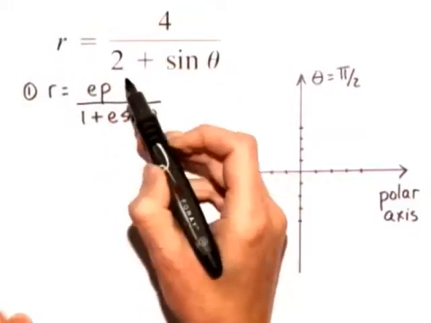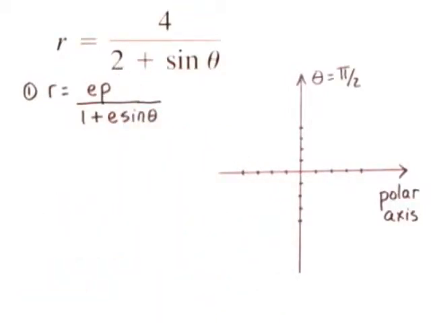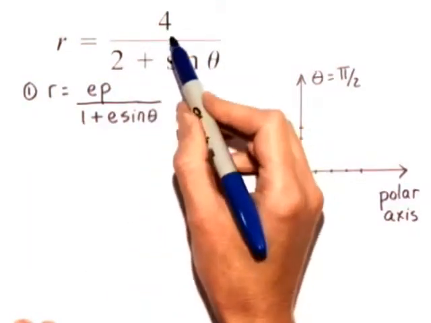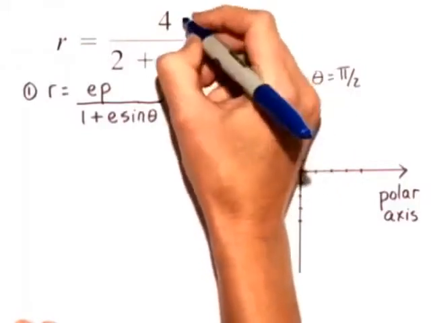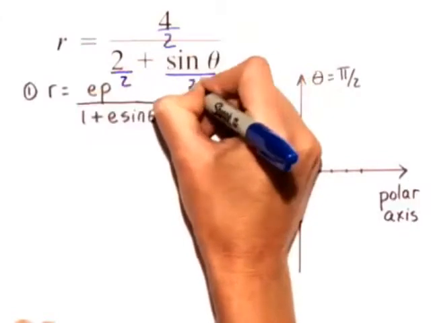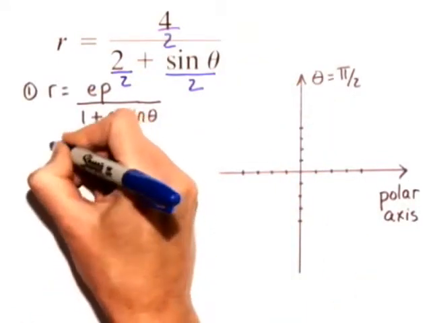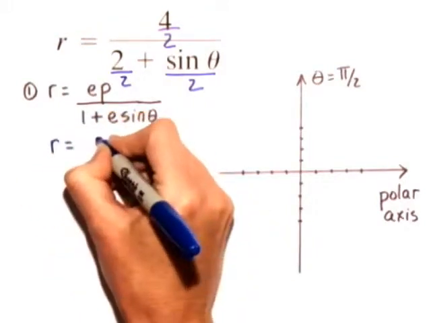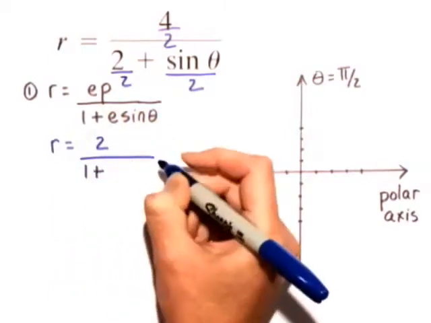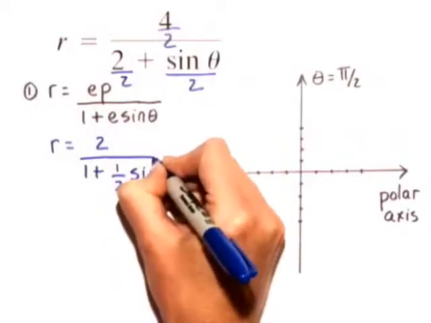This is not in standard form because the constant 2 needs to be a 1. So in order to get it in standard form, we'll take each term of the original equation and divide it by 2 on the right-hand side. So we'll have 4 over 2, 2 over 2, and sine theta over 2. Now I can write it in standard form. It becomes r is equal to, in the numerator we just have 2, in the denominator we have 1 plus 1/2 sine theta.